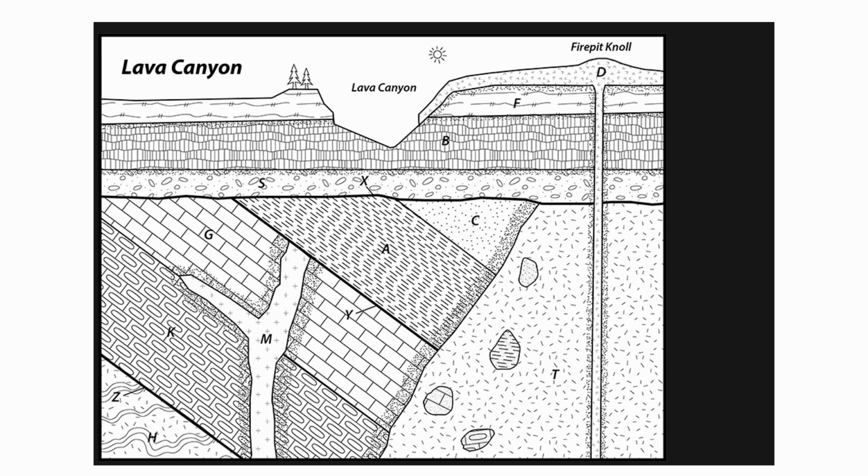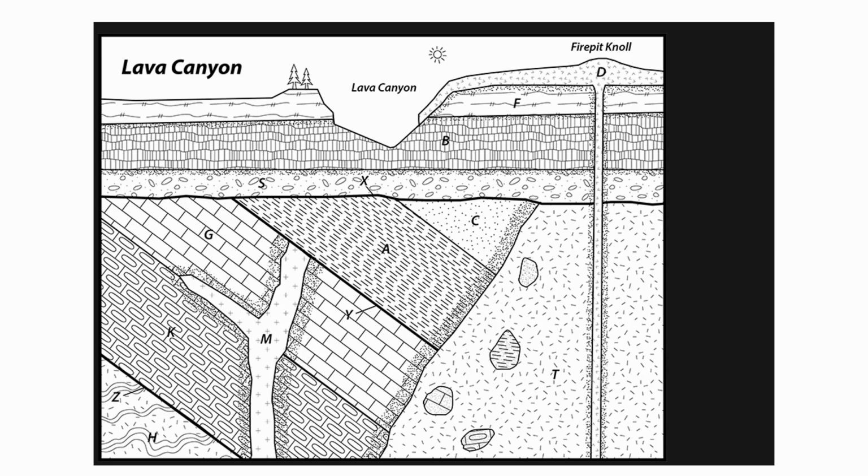After this, A was deposited on top, followed by C, and then we see layer T, which contains rock fragments from older layers inside it. This is an example of the principle of inclusions, showing that those fragments formed earlier.